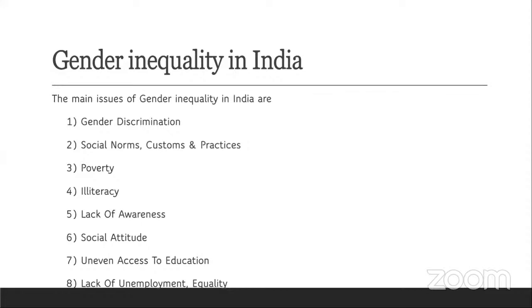Inequality is seen due to poverty and illiteracy, which are still seen in many parts of India. Due to that, inequality between women and men is still there. Women are not aware of their rights like men. They are not educated because they are not treated equally as men. They are not given the opportunities as men are given for employment.